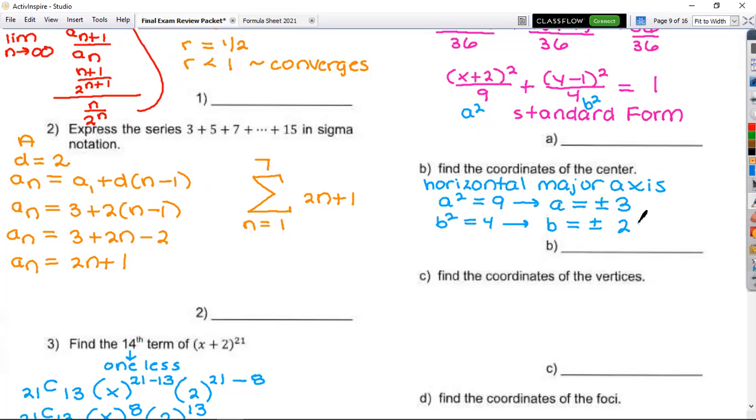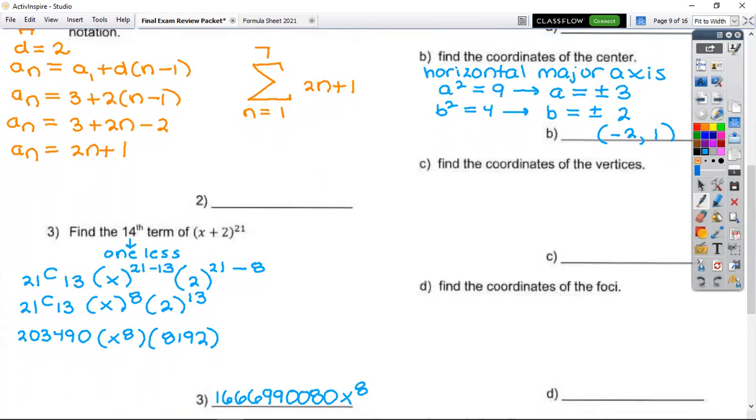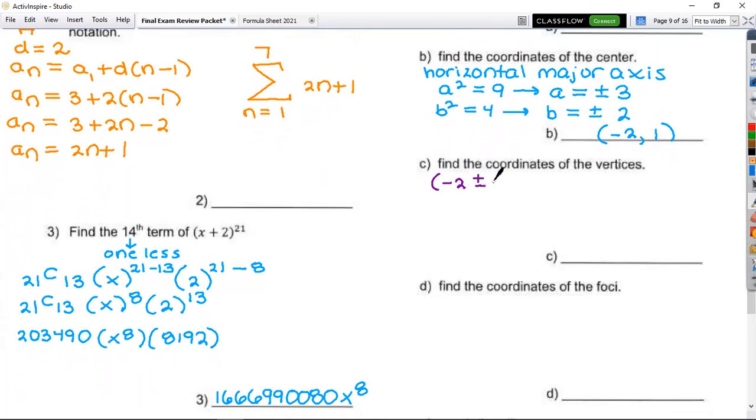So before we find your vertices, we'll state the coordinates of your center. So my center is located at -2, 1. And now you're going to find the vertices. So your a value gets added to your horizontal because that is your major. So I'm going to go -2 plus and minus the 3, where the y stays the same. So my first two vertices are going to be 1, 1, and then my next would be -5, 1.